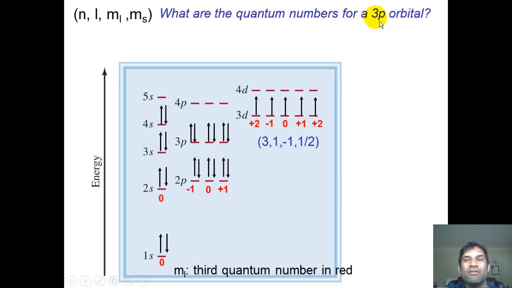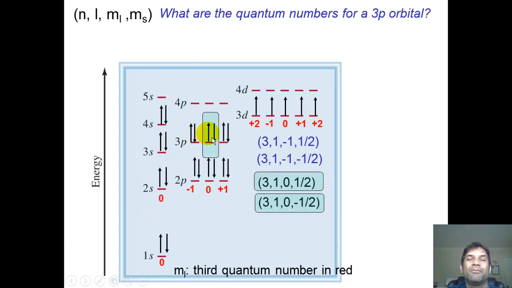So our first answer here is 3 for the principal quantum number, 1 because 1 symbolizes a p orbital, -1, and it's spin +1/2. How about this electron that's spin down, spin -1/2? 3, 1, -1, -1/2. How about this electron here? This would be 3, 1, 0. It's in the slot 0, and it's positive 1/2. This one would be 3, 1, 0, -1/2.